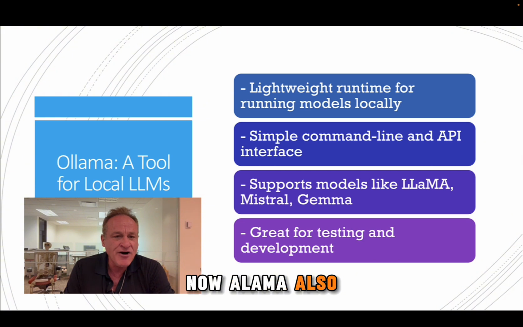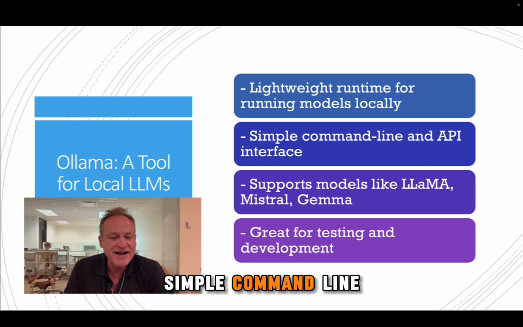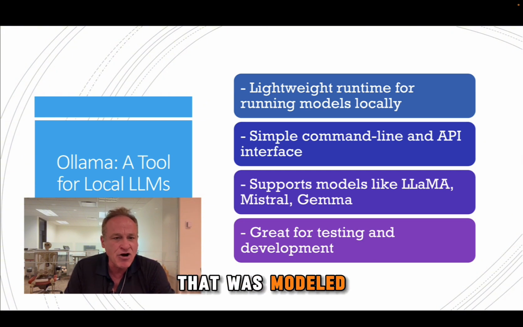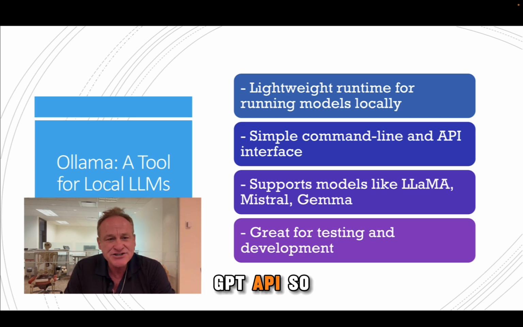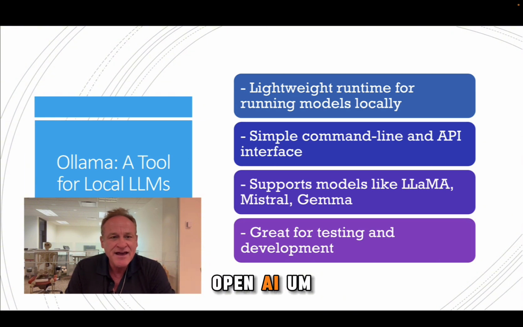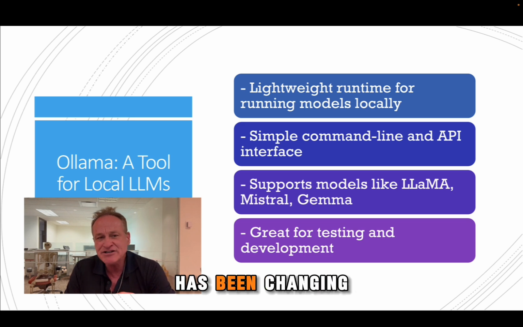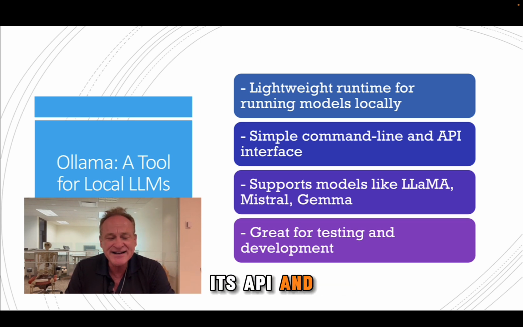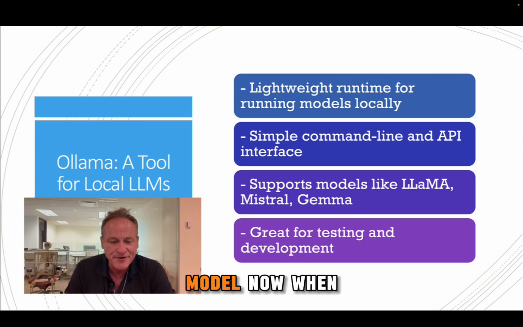Now, Ollama also comes with a simple command line interface that was modeled off of the original ChatGPT API. So it's very close. If you write something using the API structure for OpenAI, it may or may not work with Ollama because OpenAI has been changing its API and its SDK, where Ollama has not made a lot of changes. But this is an opportunity for you to write your own interfaces to your local model.